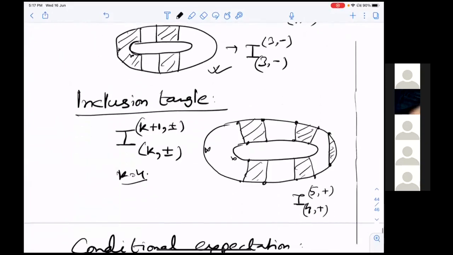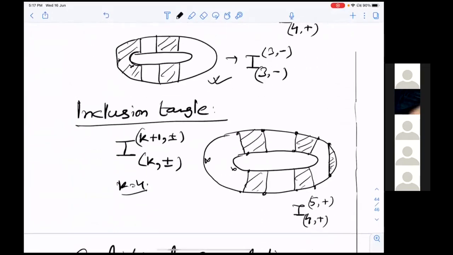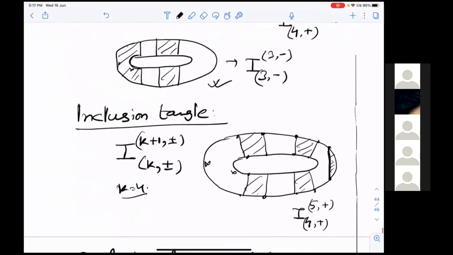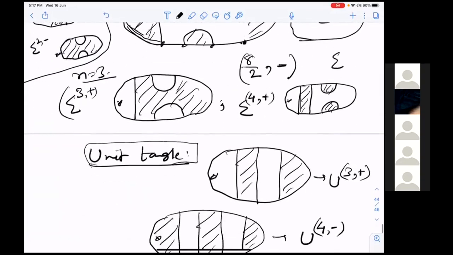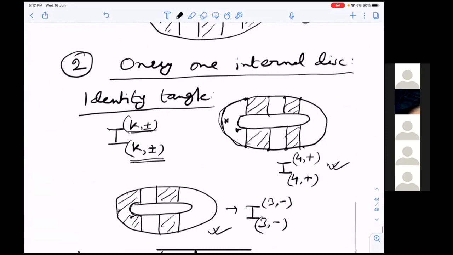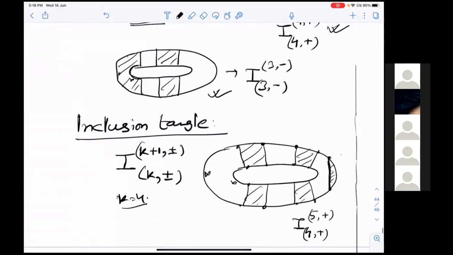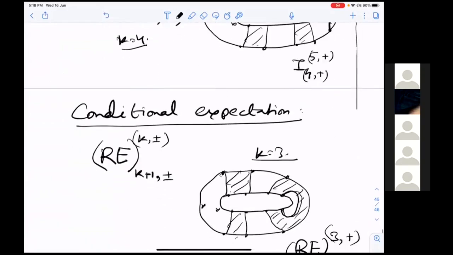So this inclusion tangle is almost like an identity tangle, but we have to put one vertical line at the end. So these are inclusion tangles, like this is 4 plus and 5 plus. Up to now, in the first examples where we have unit tangle and Jones projection tangle, we don't have any internal disk. And now we have an internal disk. These are called annular tangles for the obvious reason. So two important annular tangles are the identity tangle, this one, and another one is this inclusion tangle. It is like the identity tangle plus one line at the end.